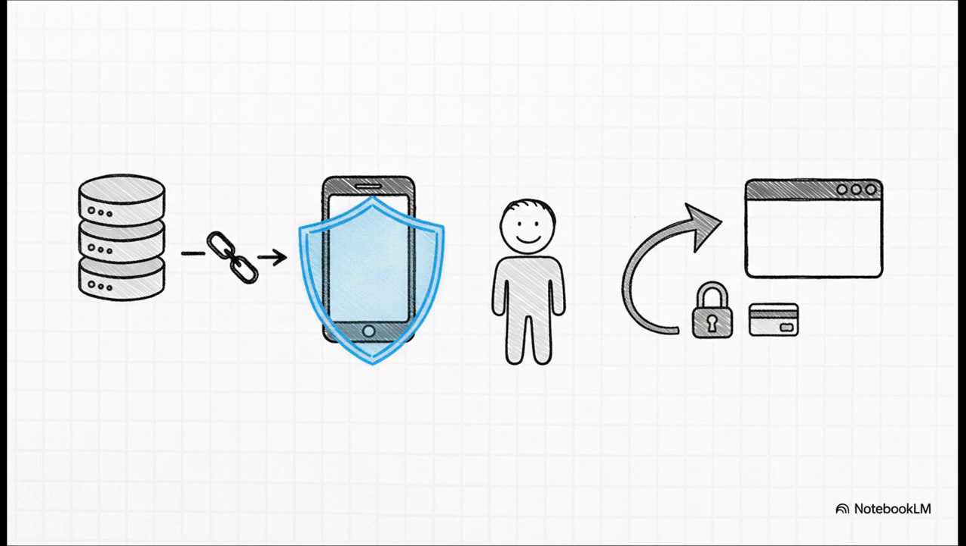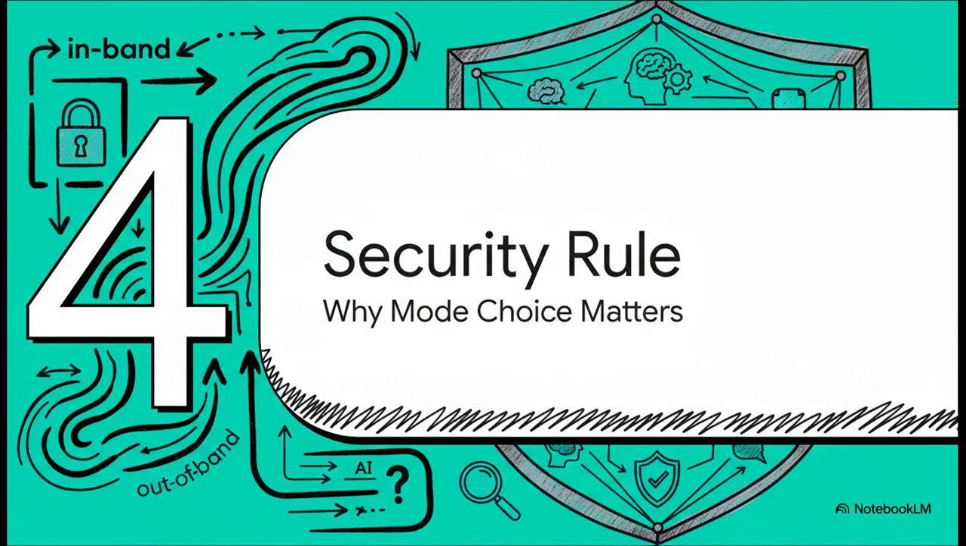The sensitive interaction, the OAuth login, the credit card form, it all happens directly between the user and that secure website. The data never, ever passes through the client. Not a single bit. And this clear line in the sand between in-band and out-of-band data, well, it leads us straight to Section 4, the security golden rule.